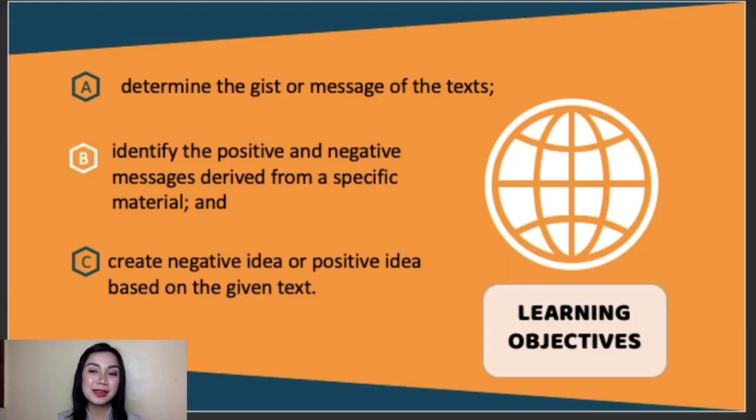So let me read the learning objectives. Letter A, determine the gist or message of the text. Letter B, identify the positive and negative messages derived from a specific material. And letter C, create negative idea or positive idea based on the given text.